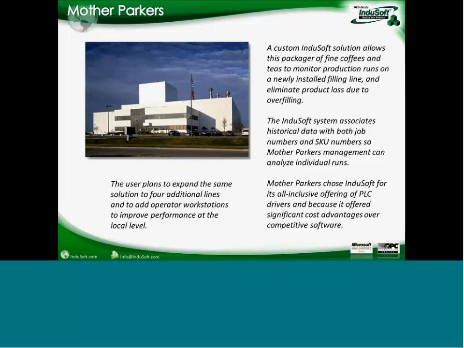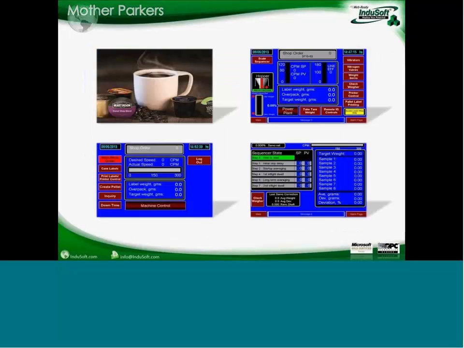So when the plant was built, the capacity was about 20 million pounds of products per year, and now the production is beyond 130 million pounds of products per year and more than 600 SKUs, more than 600 different products, and they can manage and monitor all the production using InduSoft Web Studio.